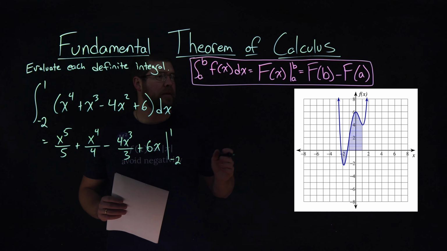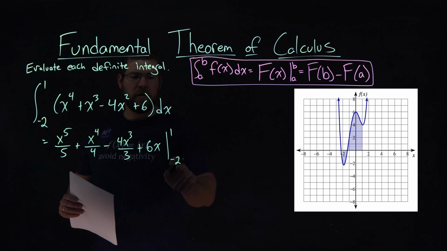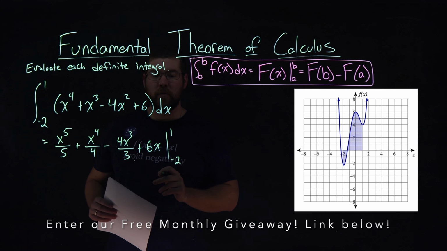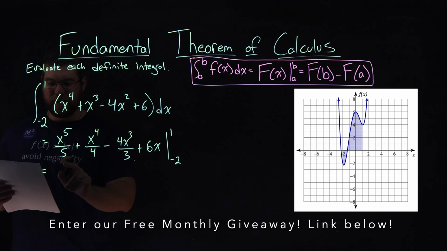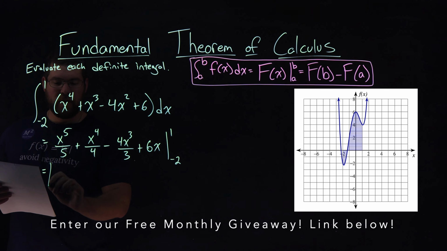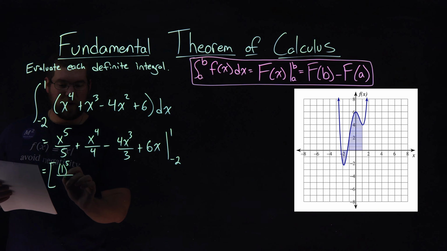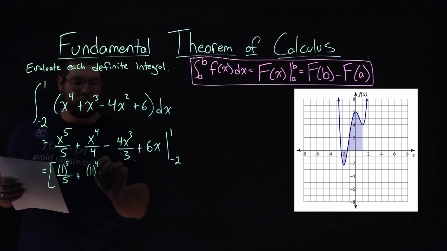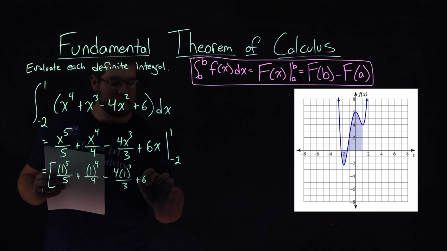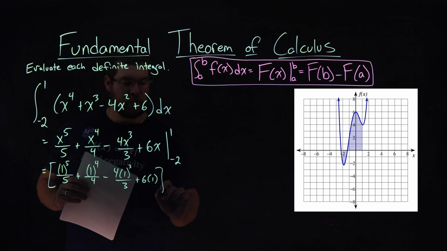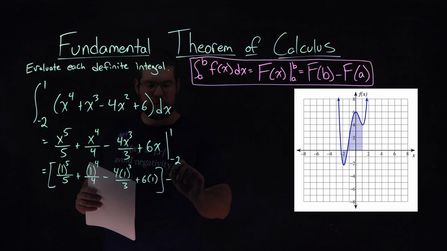Now our Fundamental Theorem of Calculus tells us we need to plug in b and subtract f of a. Okay, so our a value is -2, our b value is 1. So with that, we need to plug in 1 into our x values here. So, bracket, this is f of 1. So we have 1 to the fifth power over 5 plus 1 to the fourth power over 4 minus 4 times 1 to the third power over 3 plus 6 times 1, right there. Close the bracket. Subtracted by, same thing, we plug in a, -2.